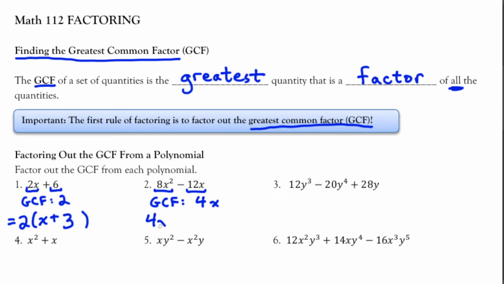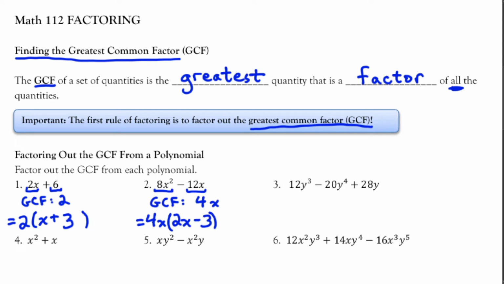So let's factor out 4x from the two terms. When I take 4x out of 8x squared, well, there's x left over. And when I take the 4 out of 8, there's a 2 left over. Notice that 8x squared is 4x times 2x. What's left when I take 4x out of 12x? What's left is just 3. 8x squared minus 12x equals 4x times the quantity 2x minus 3.